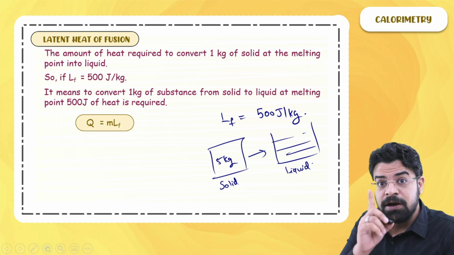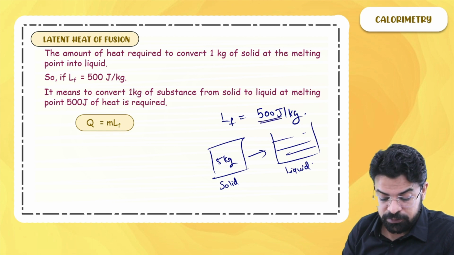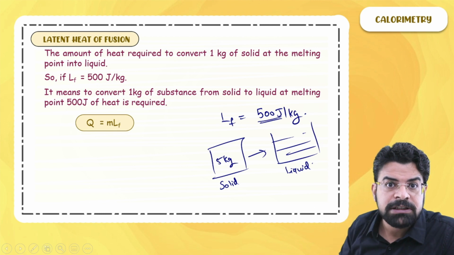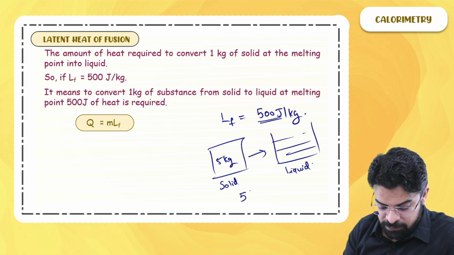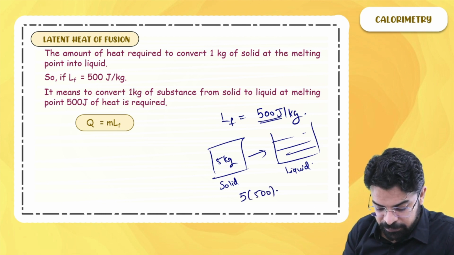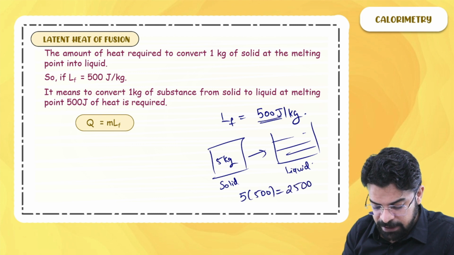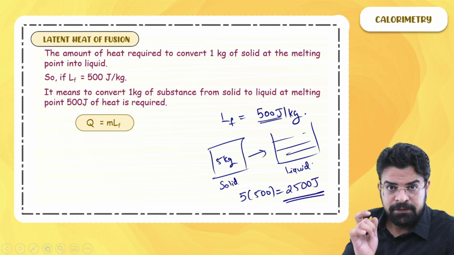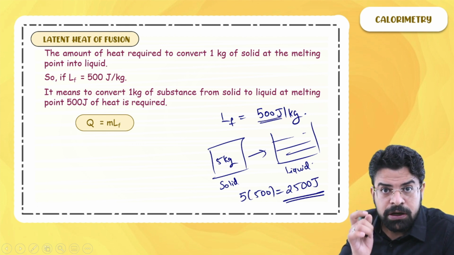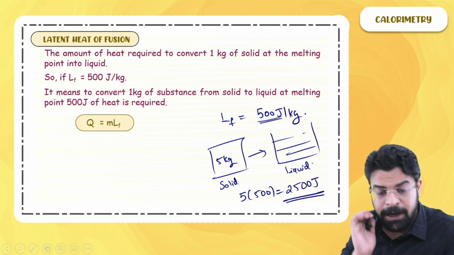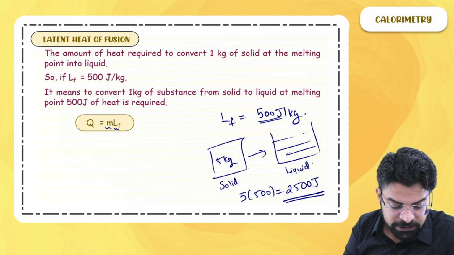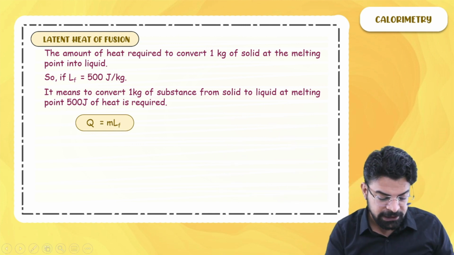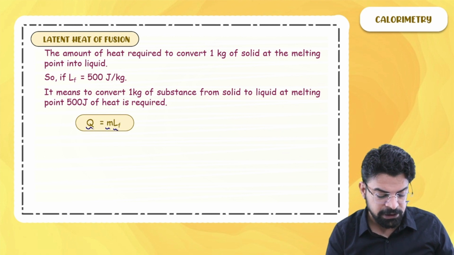So as to convert 1 kg, you have to give 500 joule. Then to convert 5 kg from solid into liquid, how much heat has to be provided? That will be 5 times 500. That will be 2500 joule, right? So the amount of heat required to convert from solid into liquid at the melting point is nothing but mass times the latent heat of fusion. That's why the heat given equals mass times latent heat of fusion.